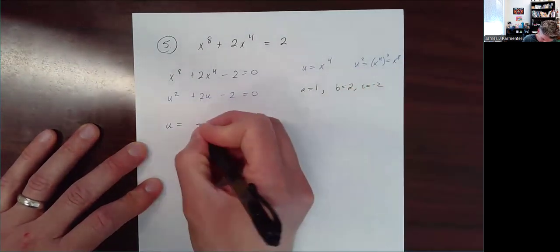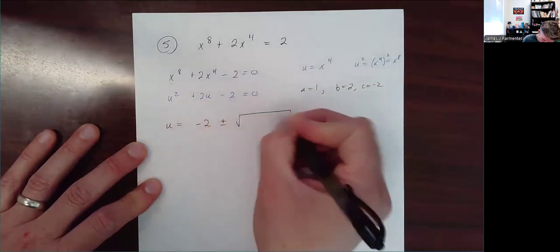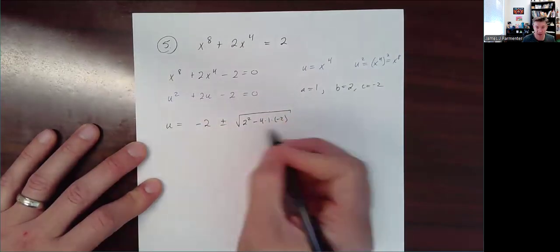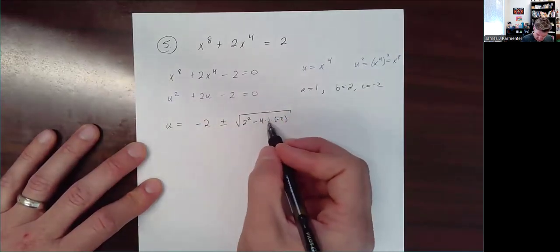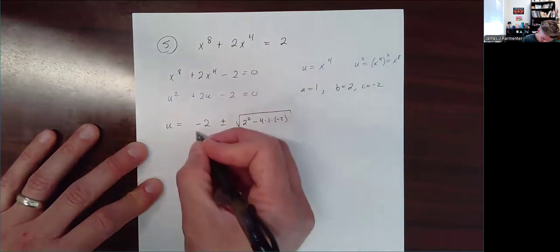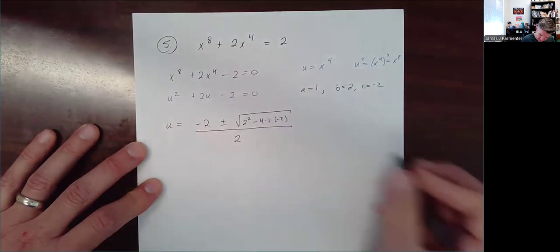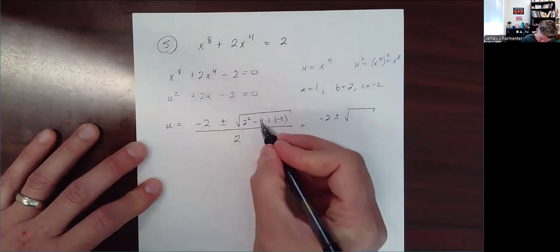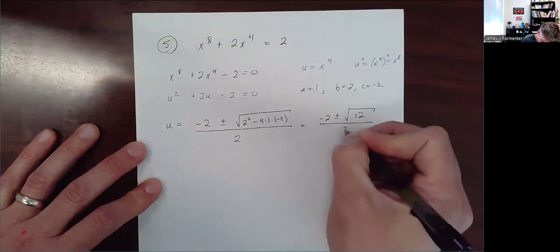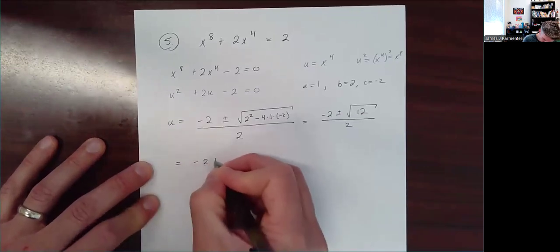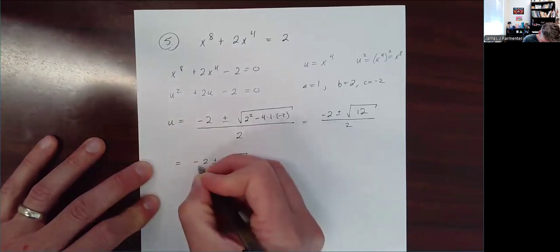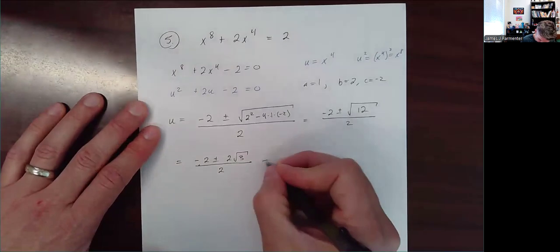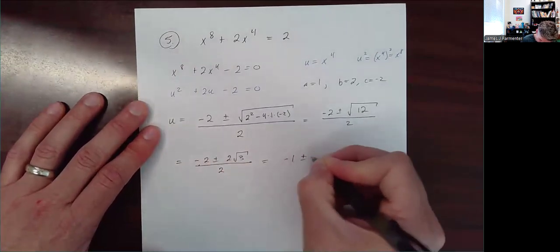So we're going to get u equal to negative b plus or minus the square root of b squared minus 4 times a times c. You don't have to write all this out if you know that negative 4 times 1 times negative 2 is positive 8, but it's good to write it out so you don't make a mistake. Over 2 times 1, it simplifies as negative 2 plus or minus the square root of 4 plus 8 is 12, all over 2. This simplifies further as negative 2 plus or minus 2 root 3, all divided by 2, because 12 is 4 times 3, square root of 4 is 2. And then finally, dividing each thing by 2, you get negative 1 plus or minus the square root of 3.